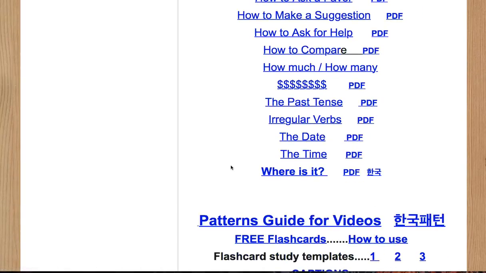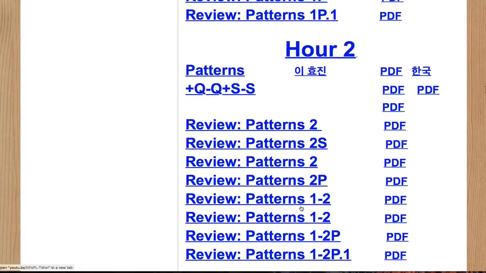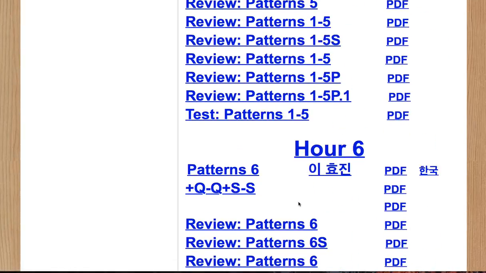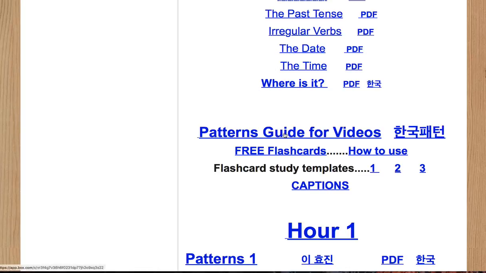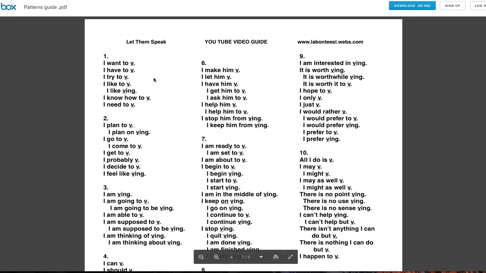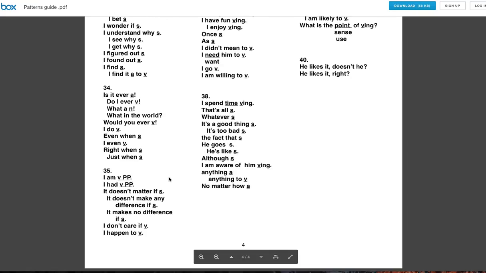The date and the time I handle in a separate lesson, but at the bottom here, it will show you the pattern guide for the videos. There are 40 different, I call them hours, actually they're just lessons. And if you tap here, it will bring you to a list of the lessons taught in hour 1. I say it's hour, but it's actually lesson 1, 2, 3. And it goes all the way through the 40 lessons.